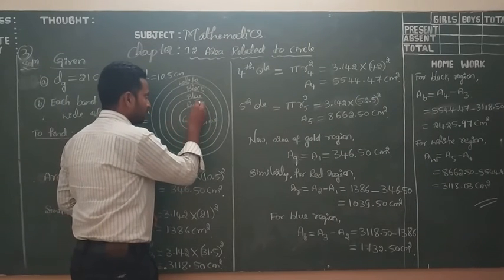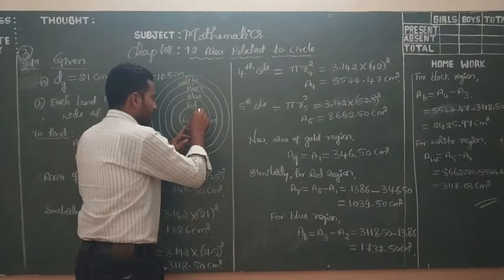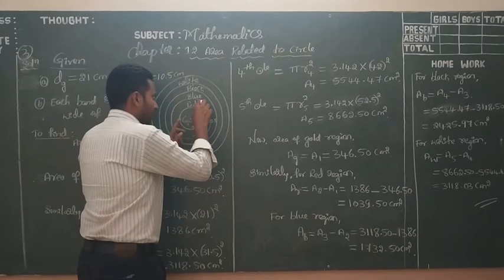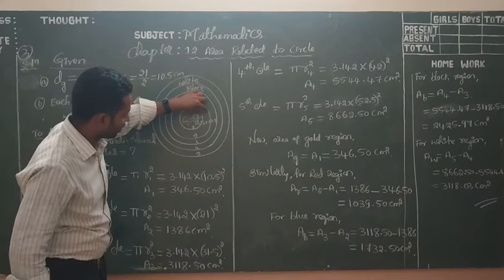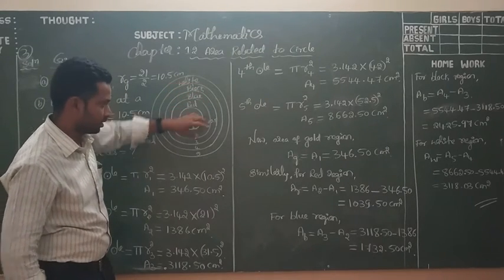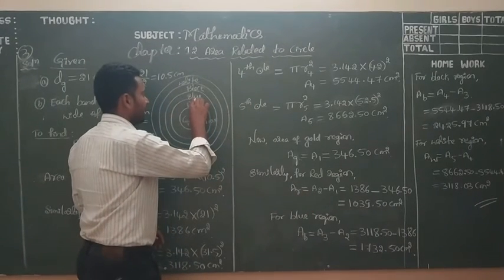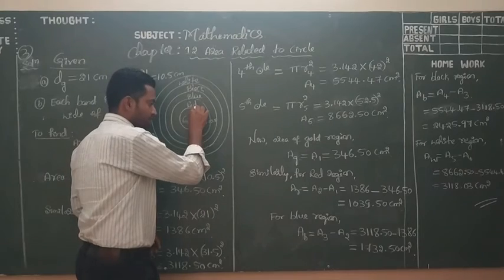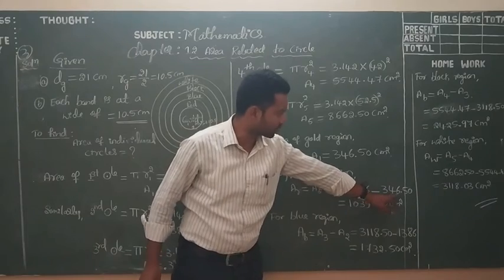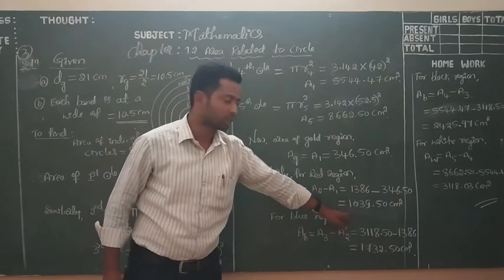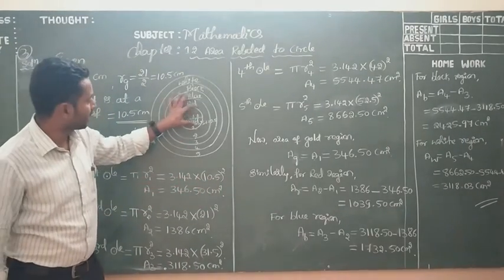Similarly for the red region, we have to subtract the gold circle from this entire second circle. So the area of the red region is the area of the second circle minus the area of the first circle, which becomes 1386 minus 346.50, that is 1039.50 centimeter square. This is the area of the red region.